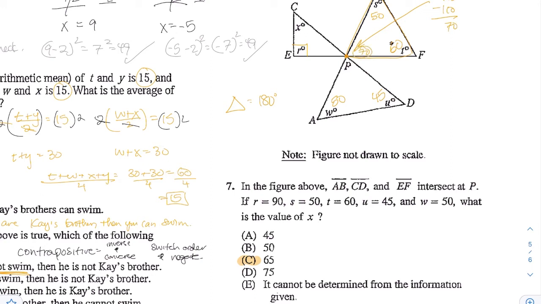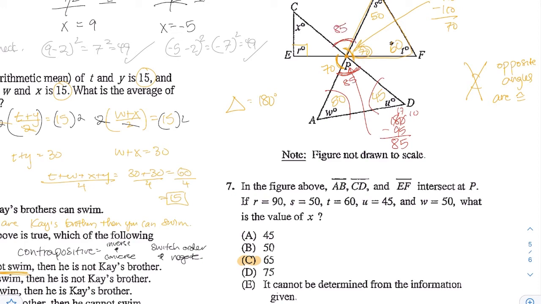Now, if this angle is 70, the opposite angle here also has to be 70. Because opposite angles, or vertical angles, are congruent. You have this X formation here. All right, so now if this angle and this angle are 50 and 45, that angle in the middle will be 180 minus 95, which is 50 plus 45. So that will give you 85. Now, if this angle is 85, the top angle has to be 85 as well.